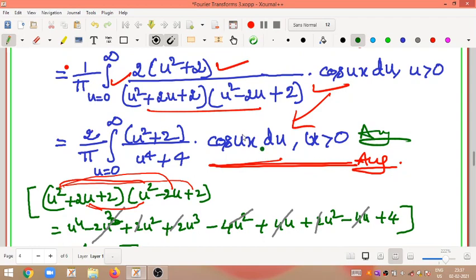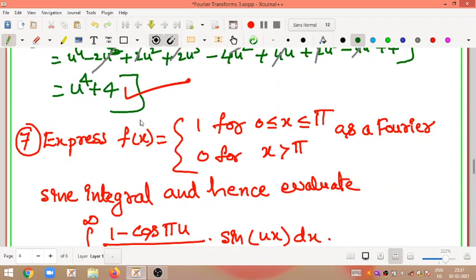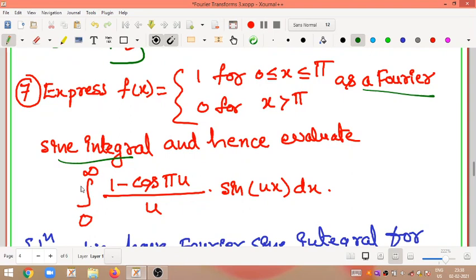This one is one of the important questions. Now, if it is clear, I will move on to the next question. See here: express f(x) = 1 for x lying between 0 and π, and f(x) = 0 for x greater than π, as a Fourier sine integral. And hence evaluate the integral from 0 to infinity of (1 − cos πu)/u · sin ux dx.